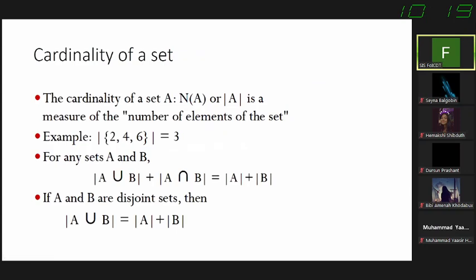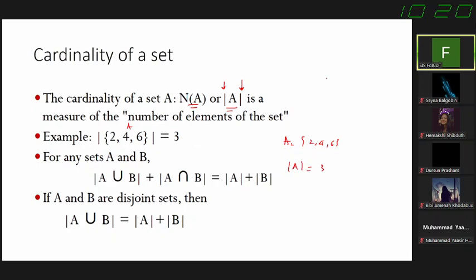Cardinality, I presume we are almost there, and then there will be product. The cardinality of a set A is simply the number of elements in the set. It is represented most likely by these two vertical bars. So the cardinality of a set A, if A is equal to 2, 4, 6, would be the number of elements that you have in there, right?